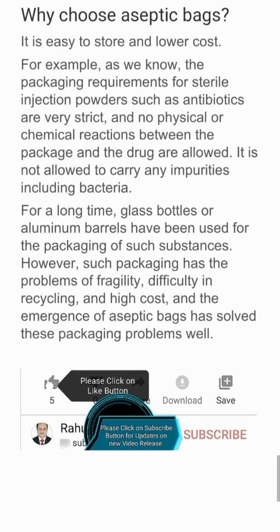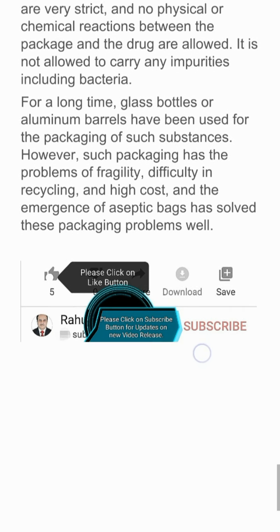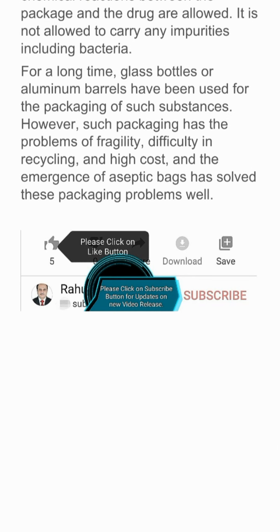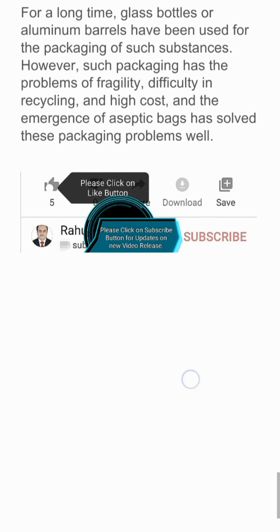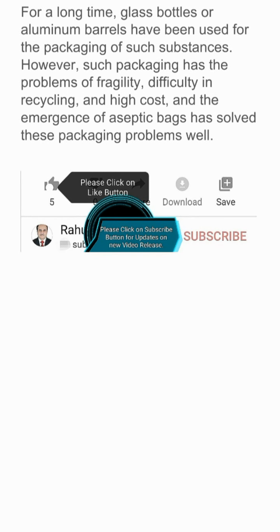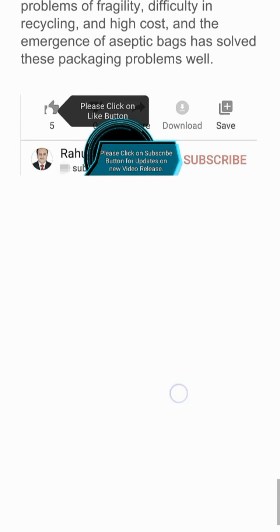Why choose aseptic bags? It is easy to store and lower cost. For example, as we know, the packaging requirements for sterile injection powders such as antibiotics are very strict, and no physical or chemical reactions between the package and the drug are allowed. It is not allowed to carry any impurities including bacteria. For a long time, glass bottles or aluminum barrels have been used for the packaging of such substances. However, such packaging has the problems of fragility, difficulty in recycling, and high cost, and the emergence of aseptic bags has solved these packaging problems well.